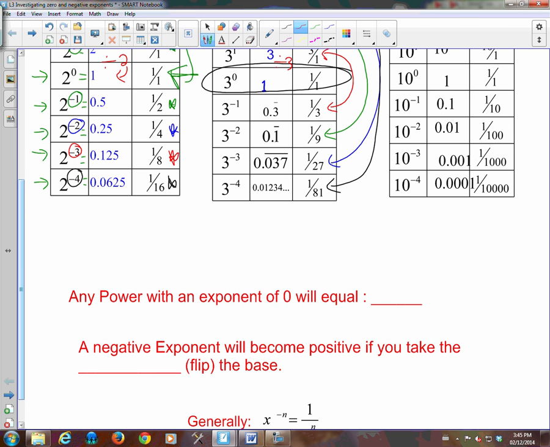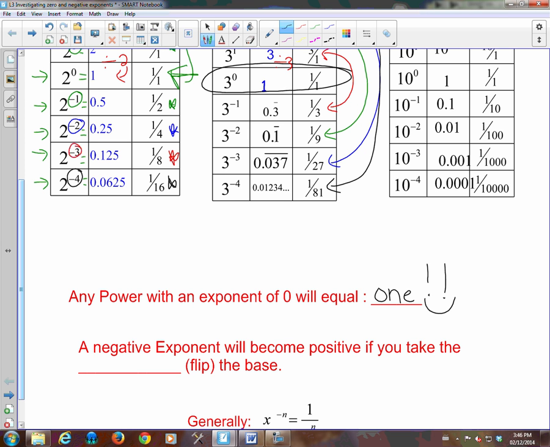So anything with an exponent of 0 will always equal 1. And the only way I have to explain that is the pattern I just talked about. If you look at the table and you work your way down and divide by the base, every time you hit the exponent of 0, the answer always is 1. So any power with an exponent of 0 will always equal 1.